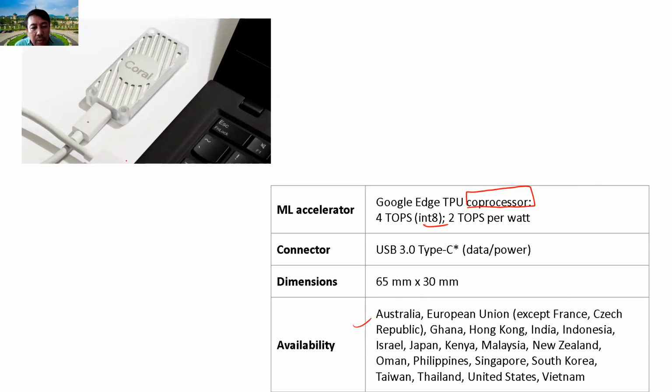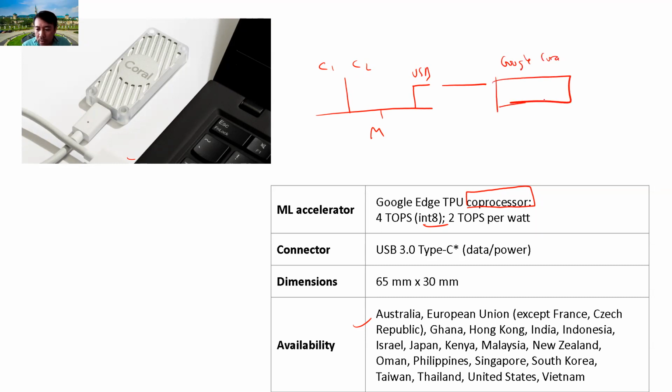This one connects to the laptop. What does it mean? The laptop has its own CPU, maybe dual core, C1, C2, or more cores, connected to the memory through the interconnection bus. Then from here you have the I/O, which is USB, and from USB you have the Google Coral. It has its own cores. I'm not sure how many cores, I'll find out later and send it in the Telegram group.